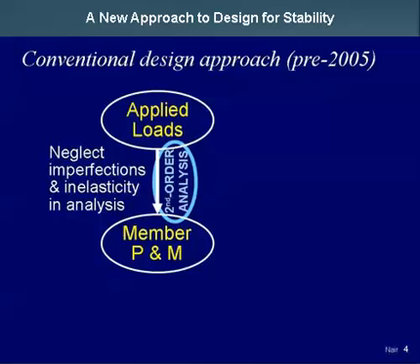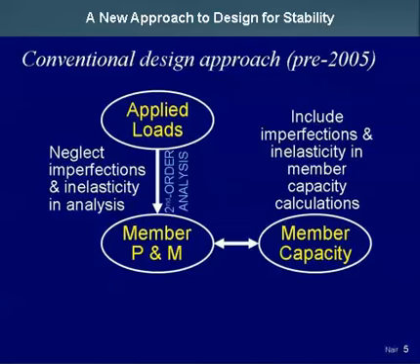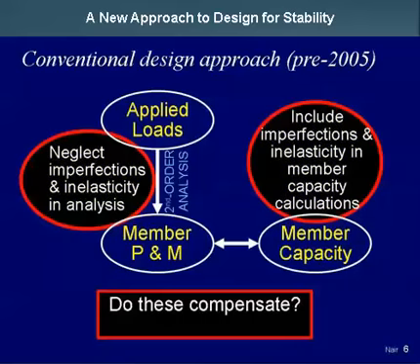Now, let me try to show this graphically or diagrammatically. We start with the applied loads, do a second-order analysis to get the member forces and moments, and in that analysis we neglect imperfections and inelasticity. Then we compare this member demand, the P and M, with member capacity. And of course, for member capacity we use the usual column strength equation, which includes imperfections and inelasticity. The big question is, do these compensate? We're neglecting imperfections and inelasticity in the analysis, and we're including them in the member capacity, as we should.